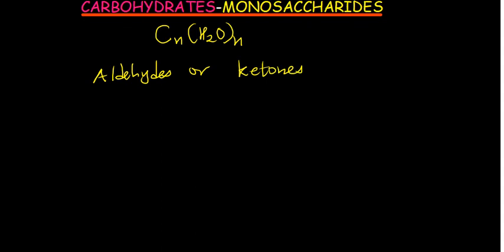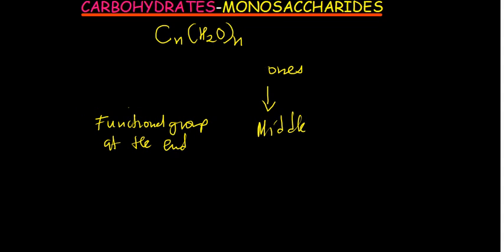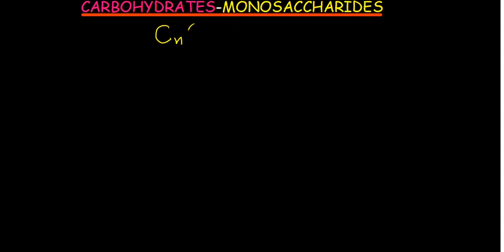For you to understand aldehydes and ketones, you need to know that aldehydes are organic compounds which contain the functional group at the end of the chain, and ketones contain the functional group in the middle of the chain. Again, we need to know what a functional group is, so don't worry about that, I'm going to talk about it. Basically, just know that for carbohydrates we've got ketones and aldehydes.